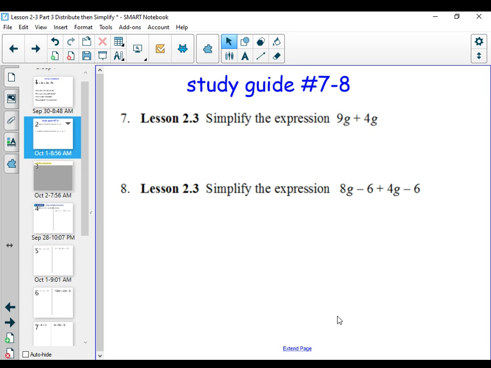I wanted to start off by going through these two study guide questions. If you could pull out your study guide, pause right away if you need to go find it. These were two questions from yesterday's lesson that are pretty important before we start today's lesson.